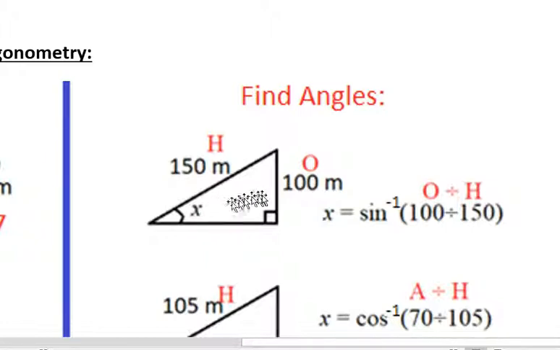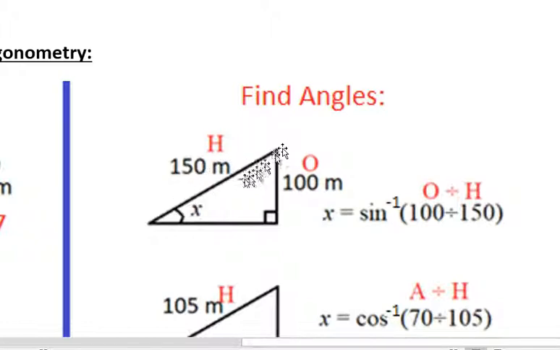Right, so the first step is to label the sides. So we first need to have a look at our hypotenuse. It's the longest side. We'll always do it first, longest side. So our longest side has 150 meters there, so you label that as H because it's your longest side.